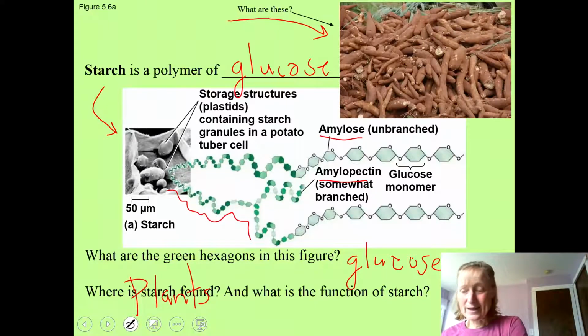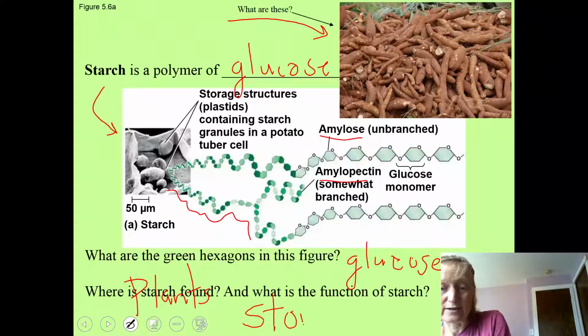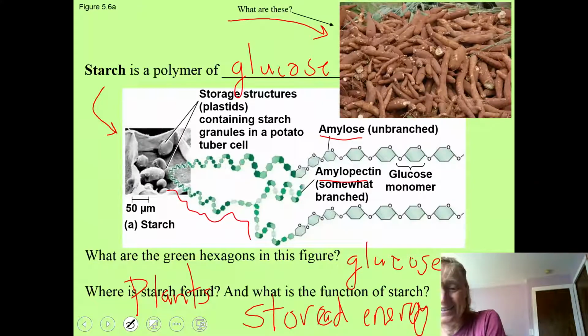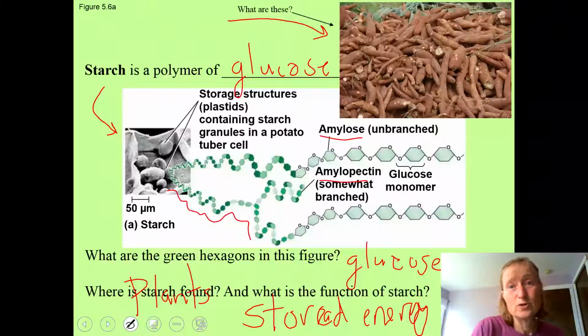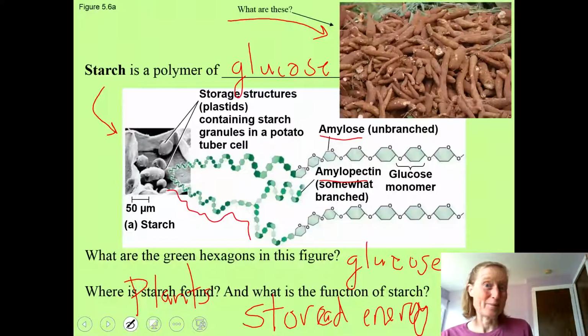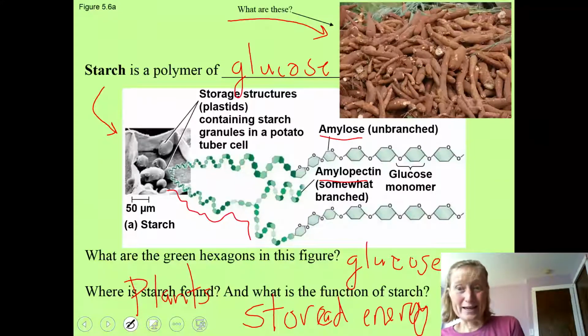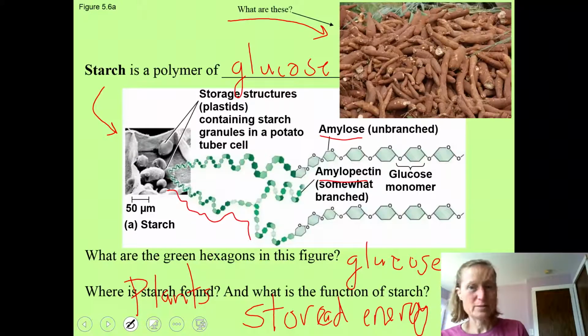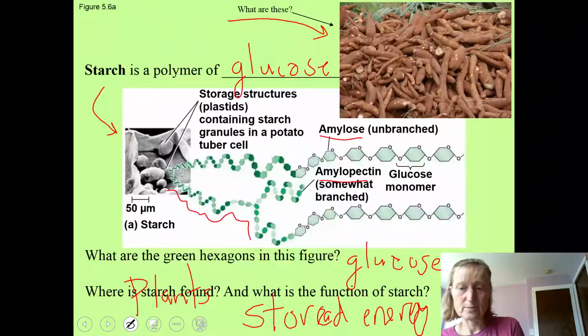So in plants, starch is a form of stored energy. So the function of starch, I'm going to write down, is stored energy in plants. Make sure you put that in there. We then use that stored energy and capitalize on it and eat it and use it for our own source of energy, right? Okay, starches, polymers of glucose found in plants, used as stored energy, a place to store their energy.